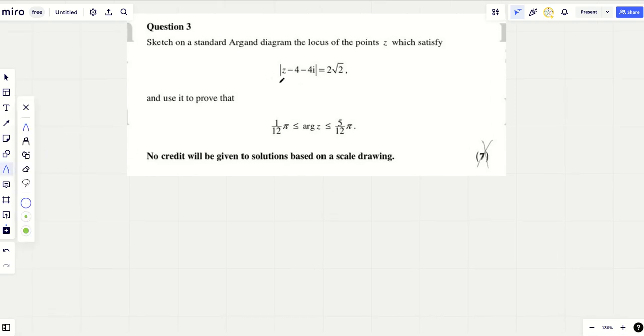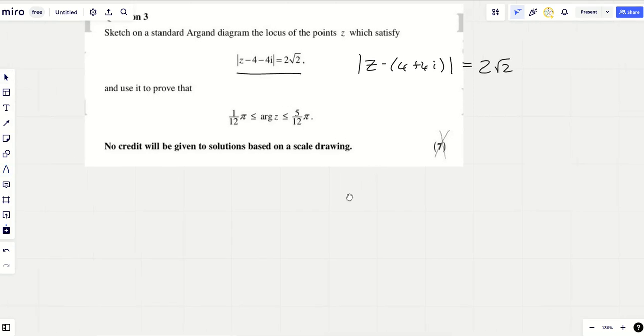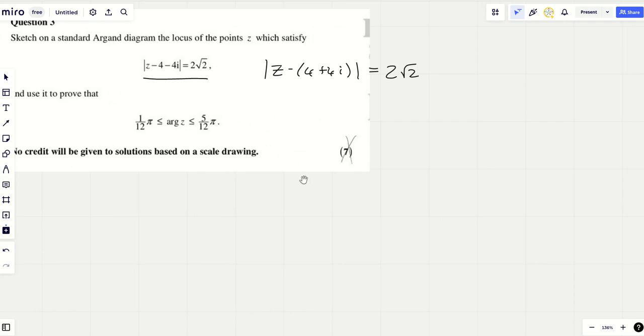Now, okay. Firstly, when I look at that, I think that is a circle, and it's a circle centre 4 plus 4i, and radius 2 root 2. Remember that this isn't r squared, it's just r. That's sometimes a mistake people make. So I'm going to sketch it, and I'm going to try and use it to prove that.